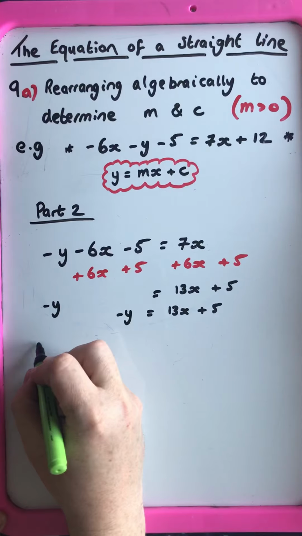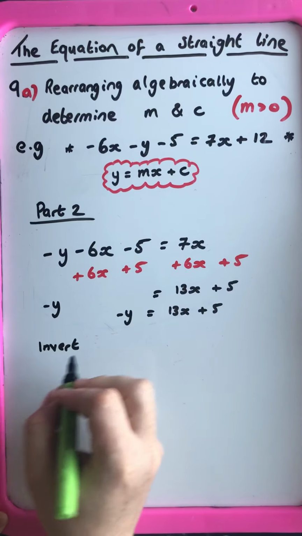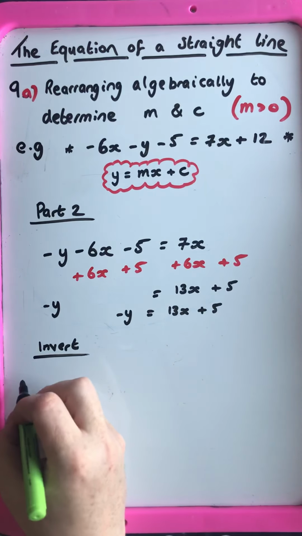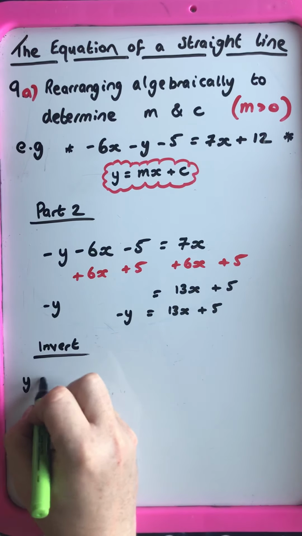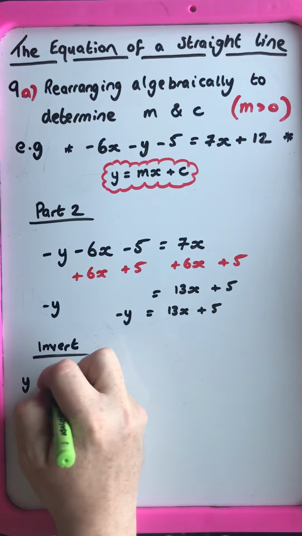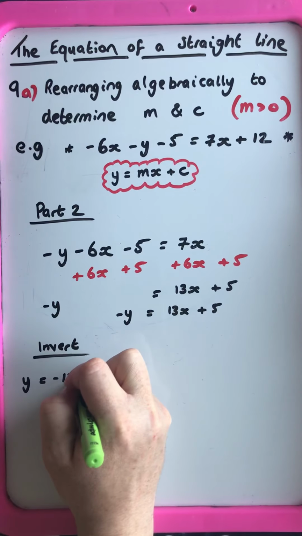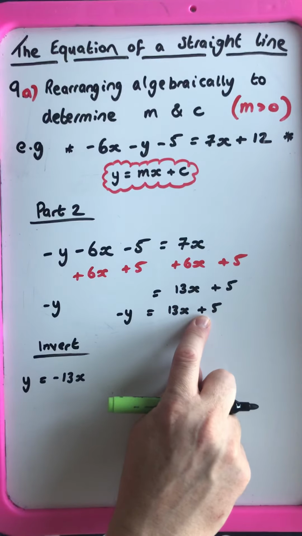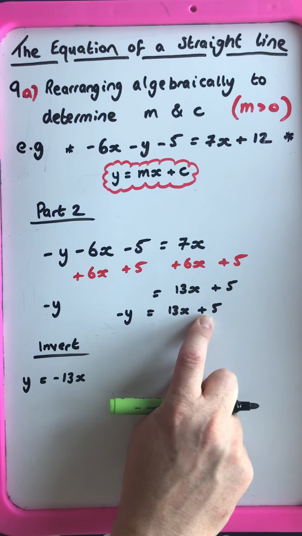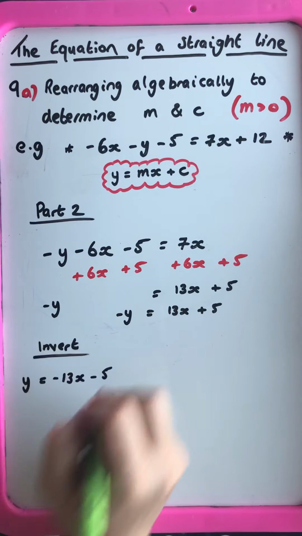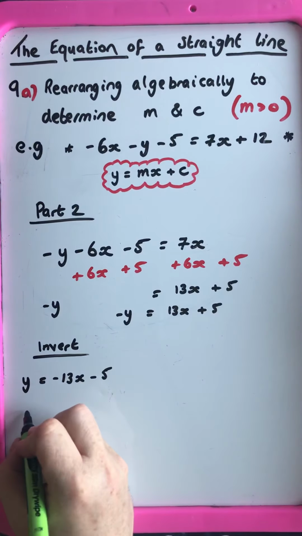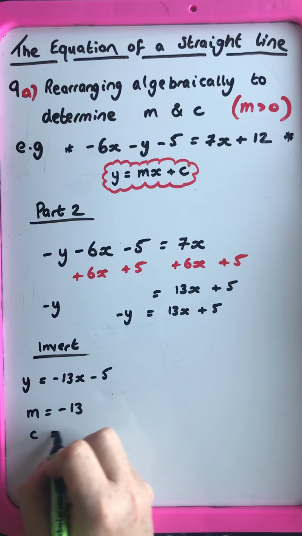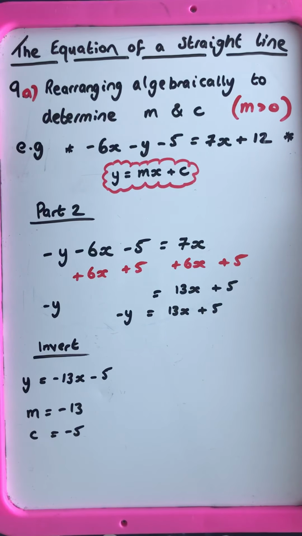So if we, one step, invert that, becomes positive. Invert that, becomes negative. Now I know I said these were all going to be positive, but it's just this last step. Invert, positive 5, negative 5. So gradient is negative 13, y-intercept negative 5.